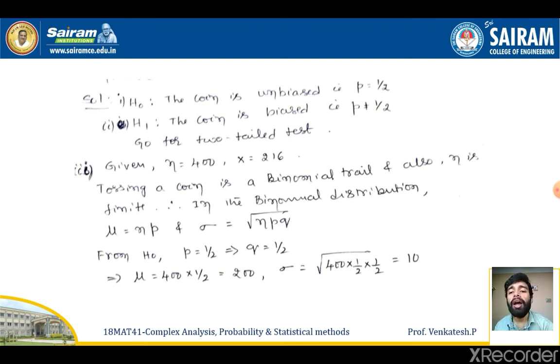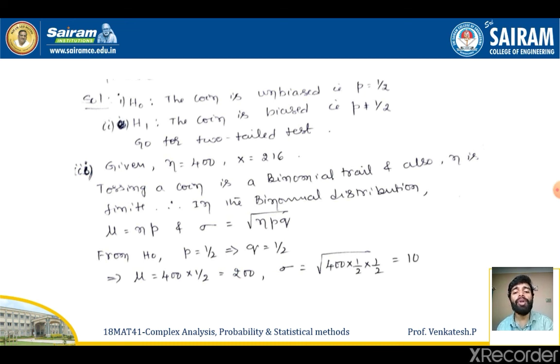Now given that n is equal to 400, the actual number of heads that turned up is 216. I am taking this as the value X. Tossing a coin is a binomial trial and n is finite here. In the binomial distribution, mu is equal to np and sigma is equal to square root of npq. Once we know n, p and q, we can easily find mu as well as sigma. Replacing the values, I get mu equal to 200 and sigma equal to 10.